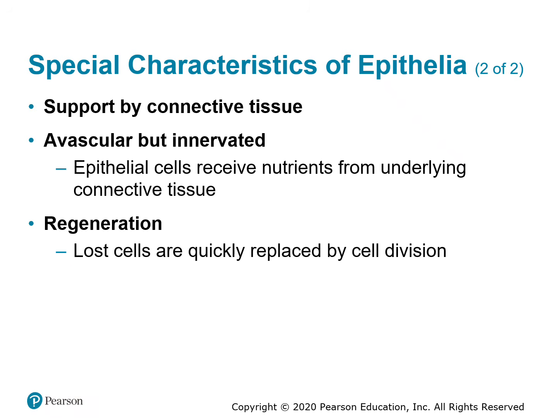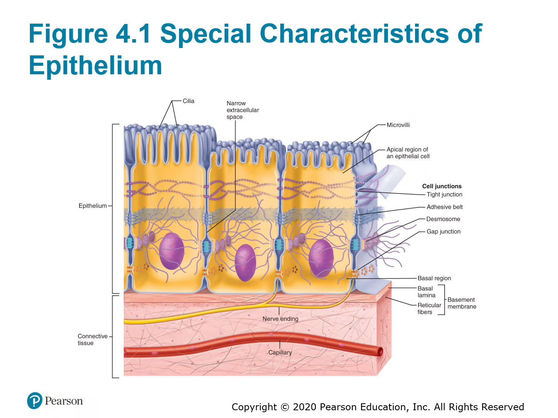Epithelial tissue is supported by connective tissue. It is avascular and innervated, and it regenerates like crazy. Epithelial tissue is one of the few tissues in your body that will just regenerate like nobody's business. Nervous tissue basically does not regenerate. Muscle tissue takes a lot of time and energy to regenerate. Connective tissue does when it can.